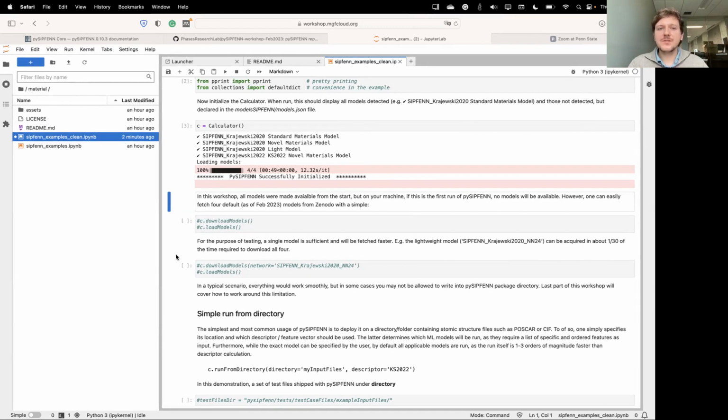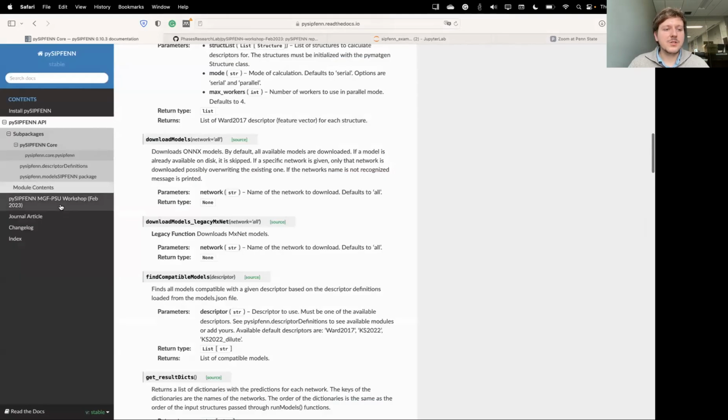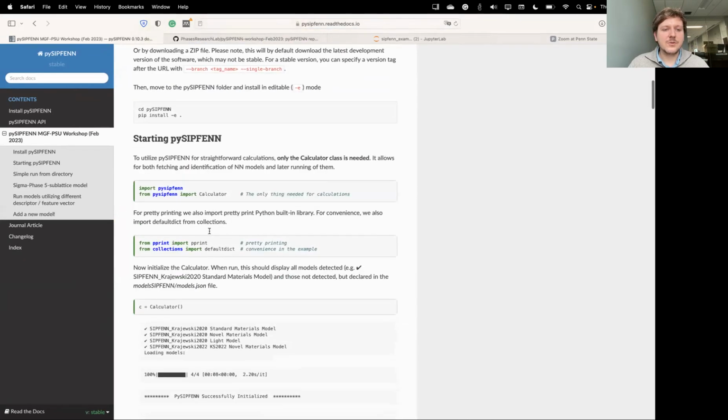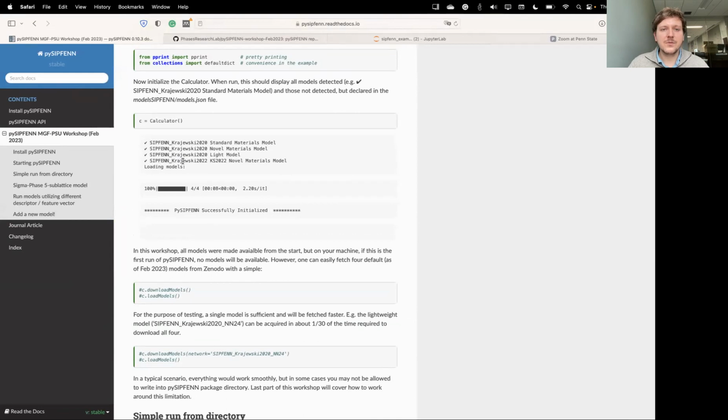Are we having anyone who is still working on this step? Jian, I've got a question. Are the notebooks always available, or shall we lose the access after the workshop? So you're going to lose access to the cloud, but these notebooks are available on GitHub under workshop.pysipfenn.org, and you can also see them within the PySIPFENN documentation if you click on this PySIPFENN MGF PSU workshop, and it has everything that I'm showing here already run. So you can follow it in your own time.